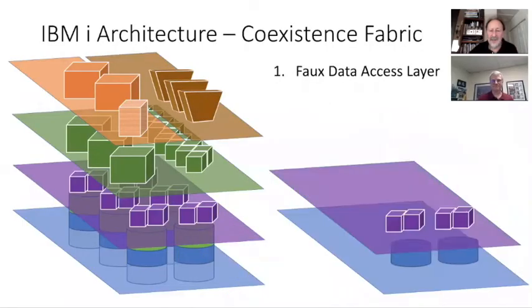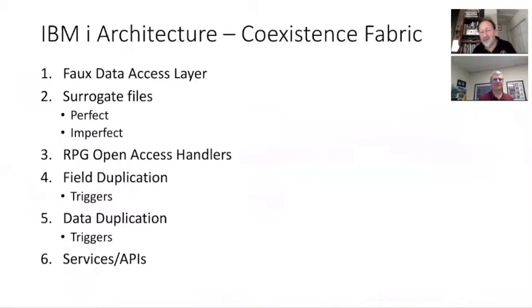Let me go back to the list again. So the list is that we put in a false data access layer on top of the old table so we can access it from the new programs. The surrogate files are based on the new tables so that the older programs can access them. There are two types, the perfect ones and the imperfect ones. Perfect ones are exactly the same as the original. They're also helped a little bit with field duplication. Imperfect ones are where we may not be able to deliver exactly the same thing. We may have some code disruption. We've got to be careful about how much we do. We don't want to disrupt business logic if we can avoid it.